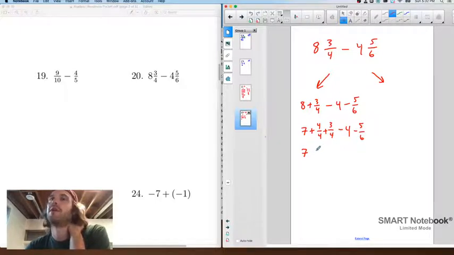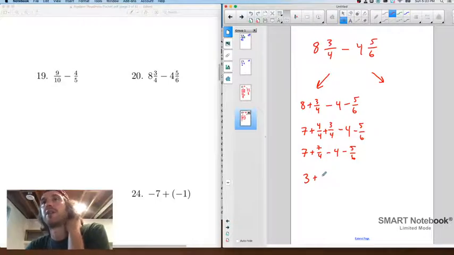So you'll have 7 plus 7/4 minus 4 minus 5/6. Yeah, I like that. Okay, now 7/4 is bigger than 1, and this is less than 1, so I know I'll be able to subtract and I'll be in good shape. Okay, let's do 7 minus 4 first. Let's do the whole numbers. That gives us an answer of 3. And then all we have left to do is figure out what 7/4 minus 5/6 is.